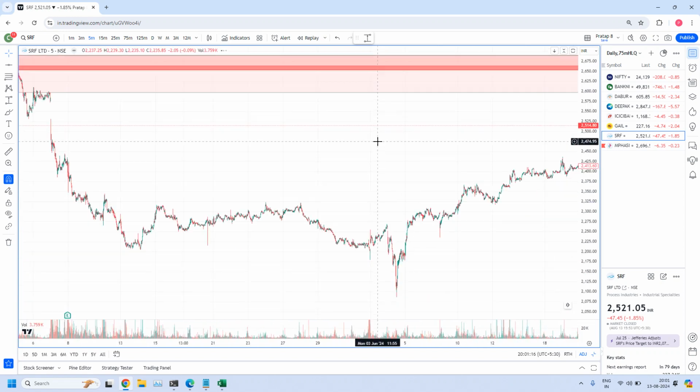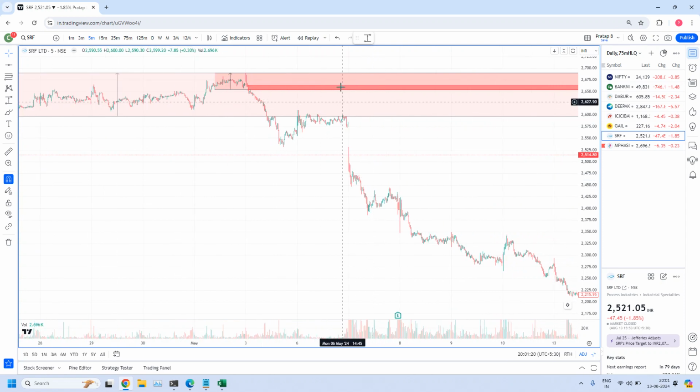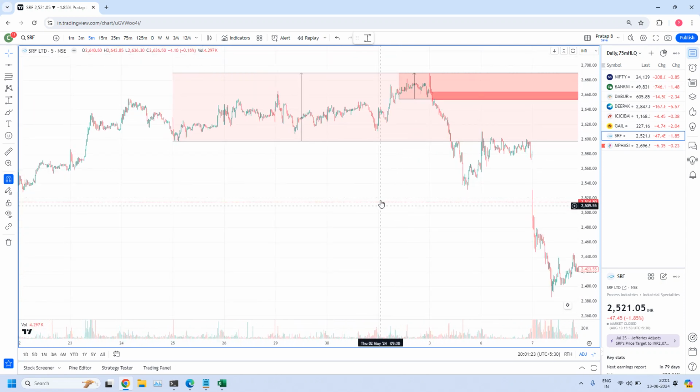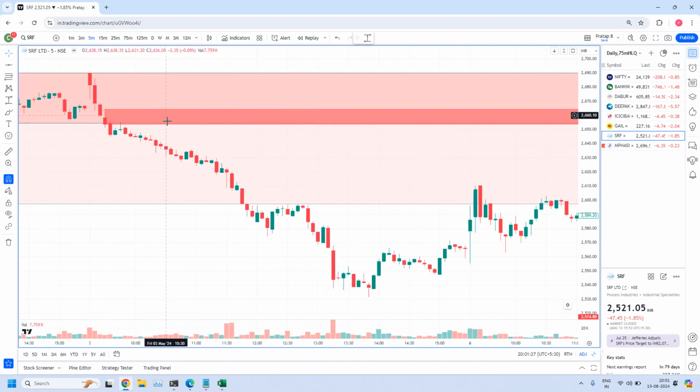Previously I showed you the 75-minute zone. And within this area, there is no proper 15-minute zone, but a 5-minute zone is there, which is acting as a high liquidity zone. See here, we have a drop candle, a base candle, and again a drop candle. Drop, base, drop. This is currently acting as high liquidity.